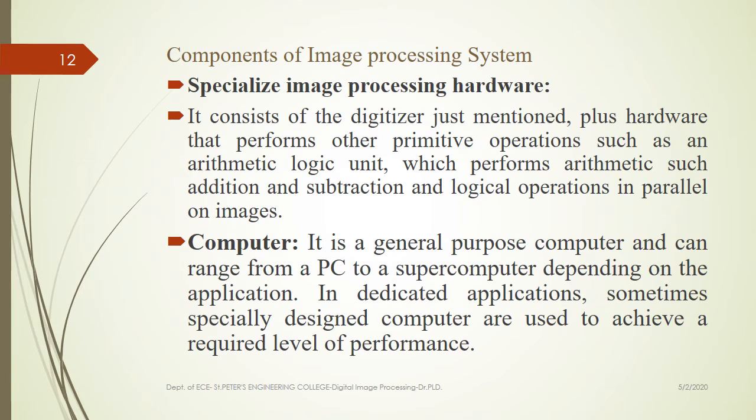Then specialized image processing hardware. This specialized image processing hardware is also based on the particular type of image processing mechanism. It has its own hardware available. Now, it consists of a digitizer, as just mentioned in the last video, which is used for the sampling and quantization process.